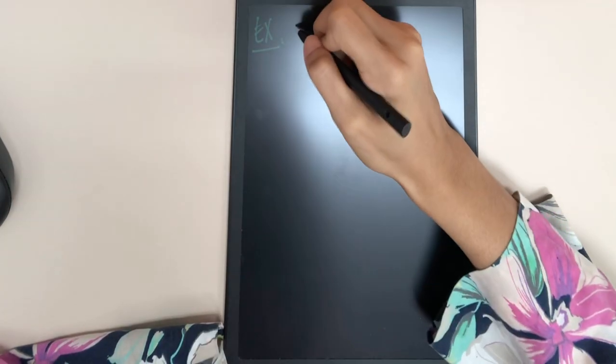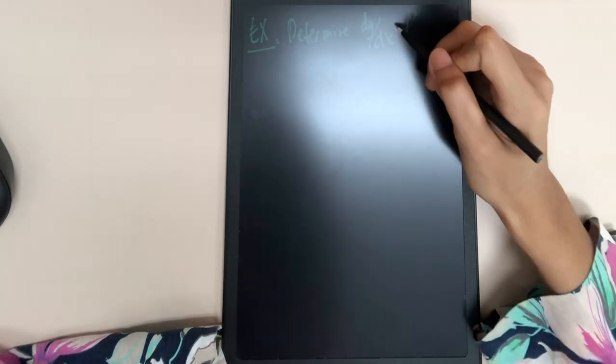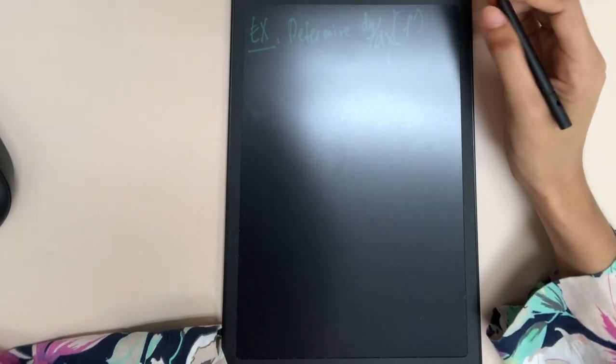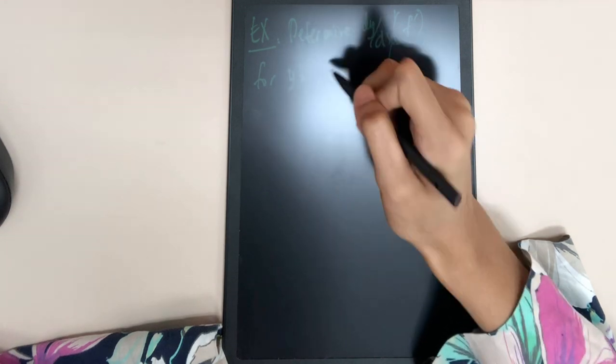Alright. So let's say we have, okay, we start with an example. So let's say we have a function. Example, determine dy dx. Sometimes you can use dy dx, sometimes you can use f prime. Benda yang sama lah maksudnya ni, f prime and dy dx. So determine dy dx for y equal to e pi x power 4.